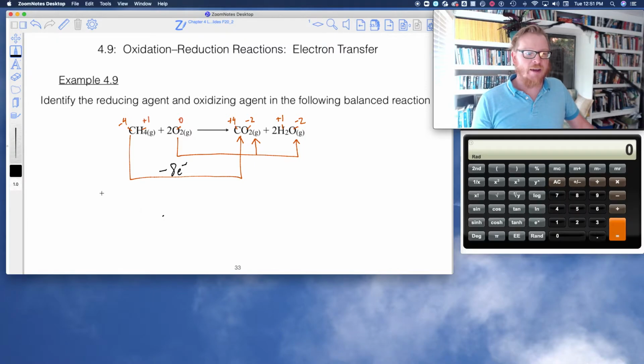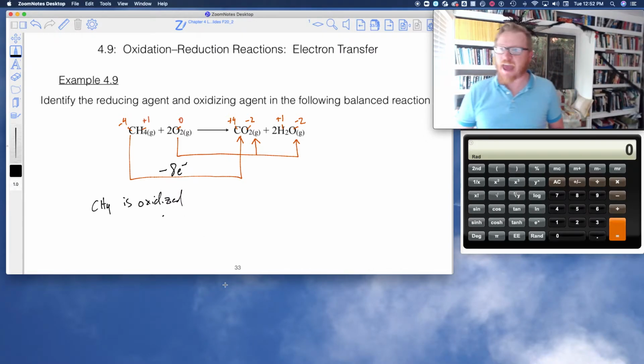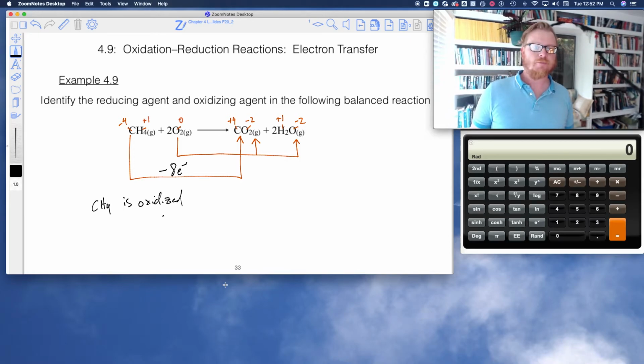So I would say it's not just the carbon in methane, it's the entire methane. Methane is oxidized. I'm not going to identify what's the oxidizing agent yet. Let's just keep going through this thing. Okay? And so now oxygen went from 0 to -2 in both of these compounds, right? And then consider that we really have 4 oxygen atoms in total, right? 2 times 2 is 4. Well, here's 2 of them, and then here's 2 of them. Okay, so we accounted for all of them.